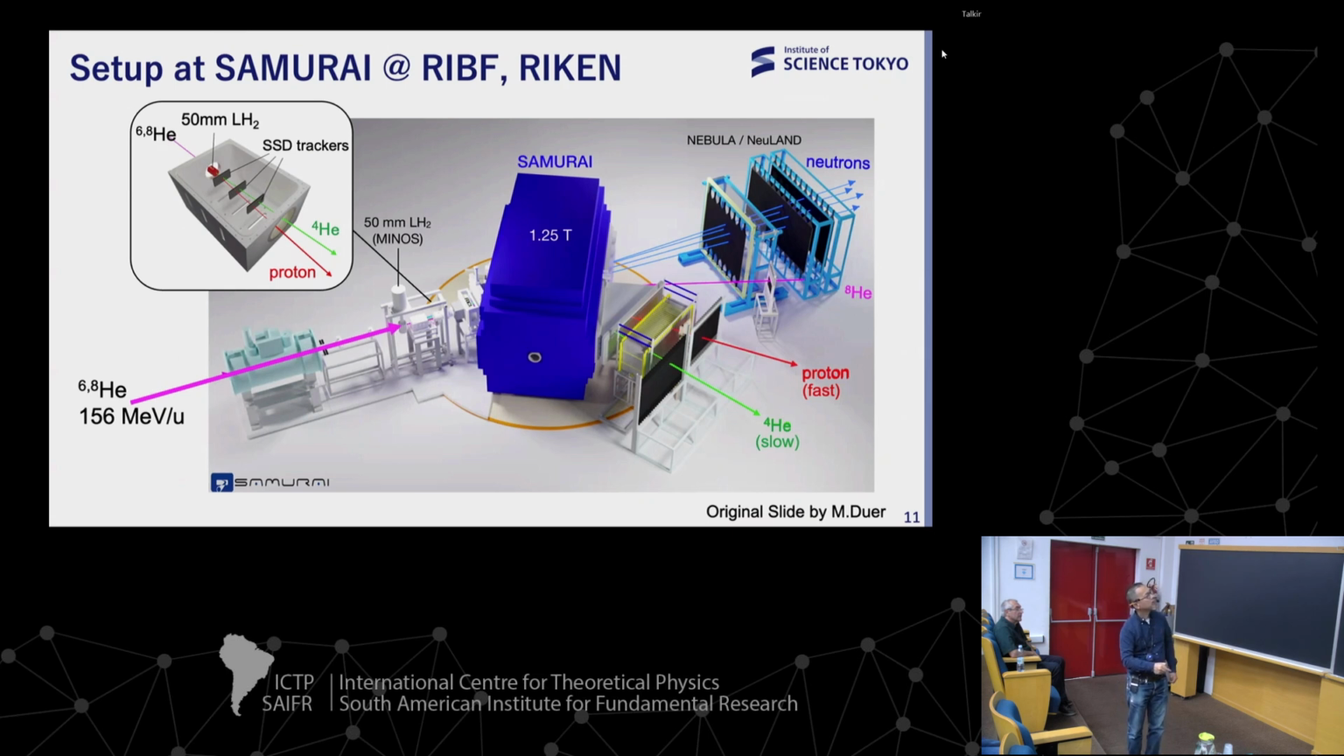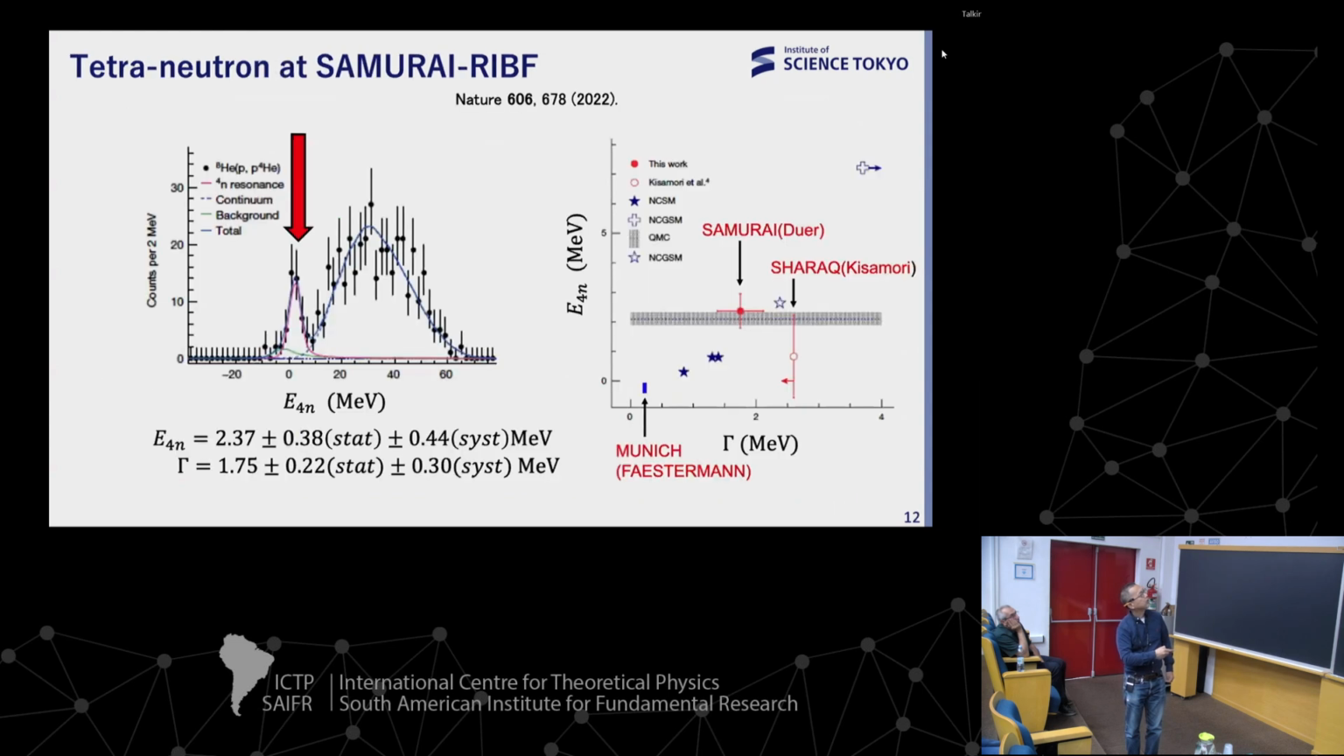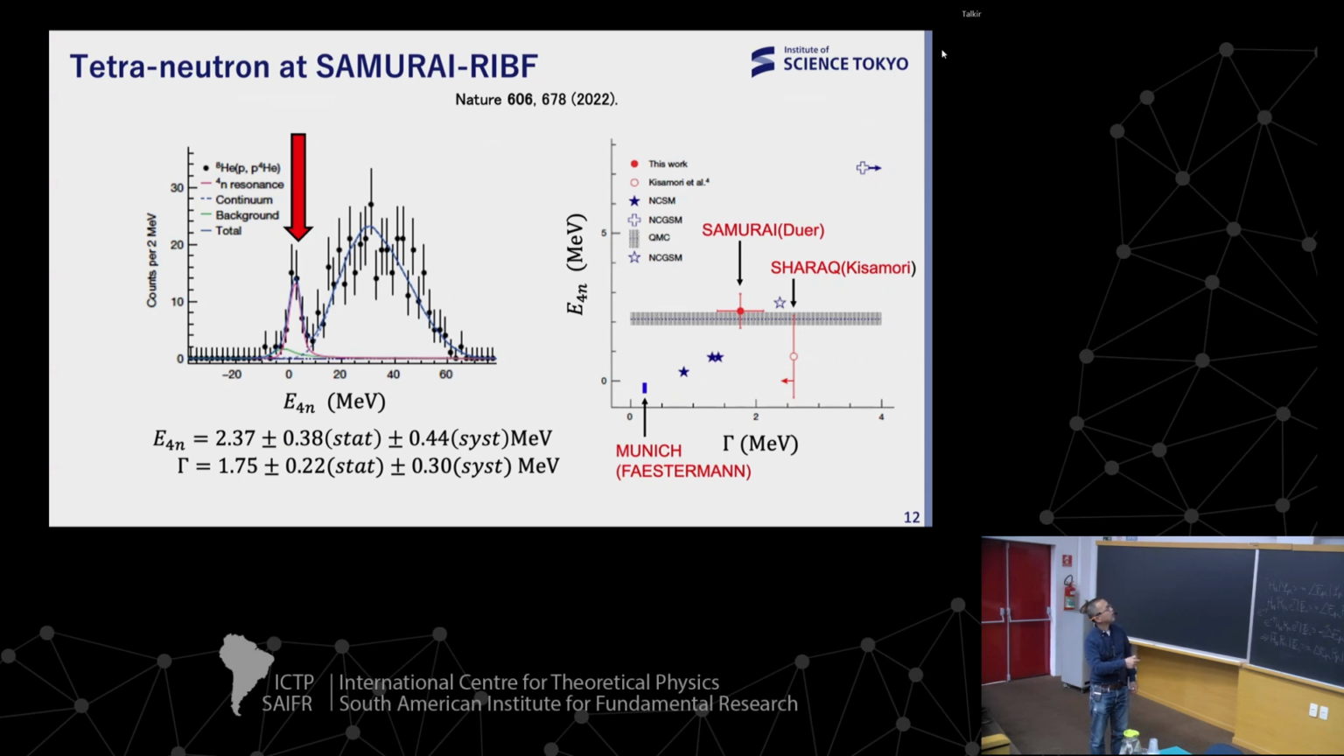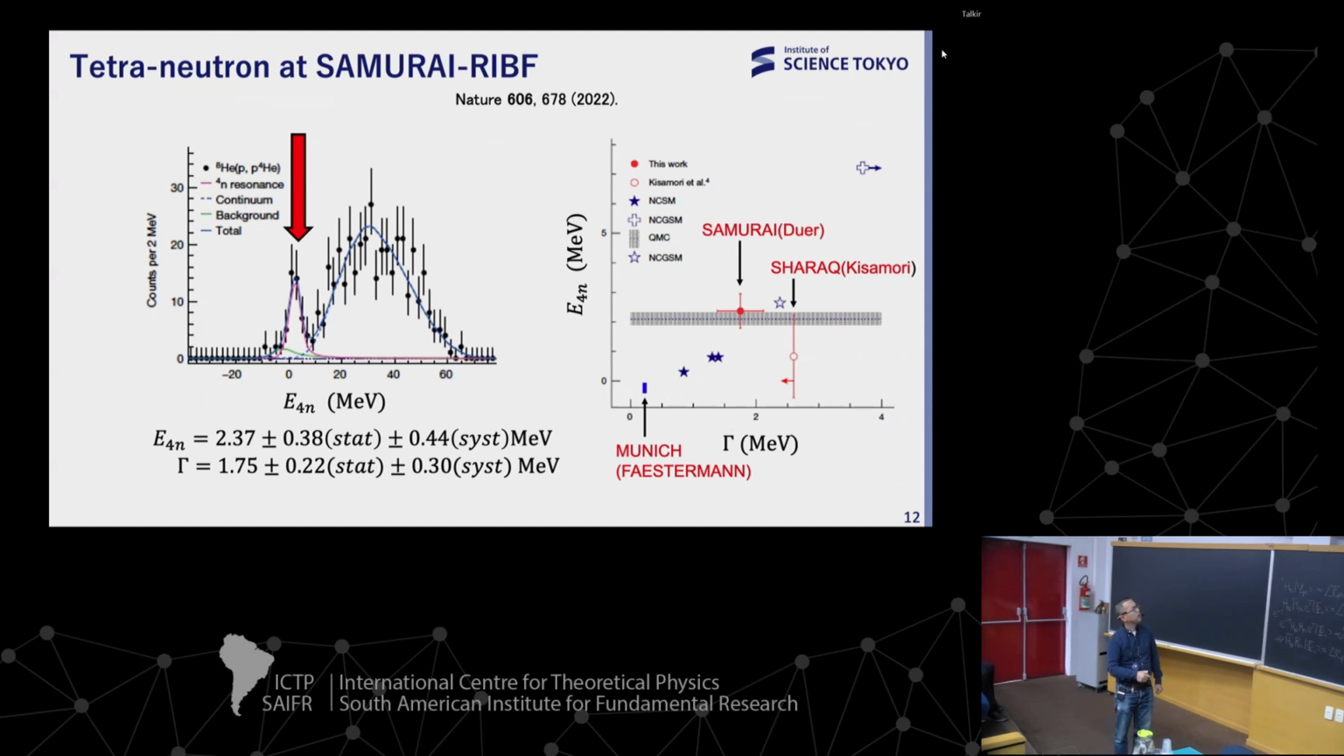We just concentrate on the measurement of helium-4 and protons because we used the missing mass spectrum. This spectrum was extracted by just measuring the incoming helium-8 and the outgoing protons and helium-4, to extract the missing mass of the 4 neutron system. A narrow peak appears here, and also some phase space decay occurs here. We identify this as a candidate tetraneutron at 2.37 MeV with a width of 1.75 MeV.